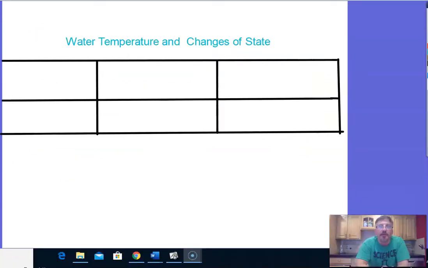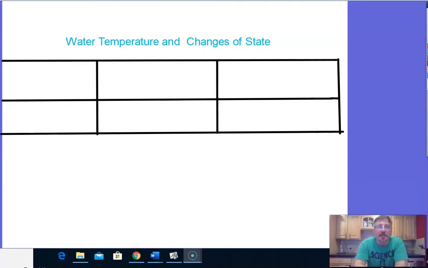We're going to continue talking about the changes of state. In many of the examples, I use water as an example of changes of state. Liquid to ice, liquid to boiling point. So we're going to talk about water temperature and the changes of state. So take a moment and write this title and go ahead and draw this empty table. Leave yourself some space, and I'll pause the video and we'll get to it in just a moment.